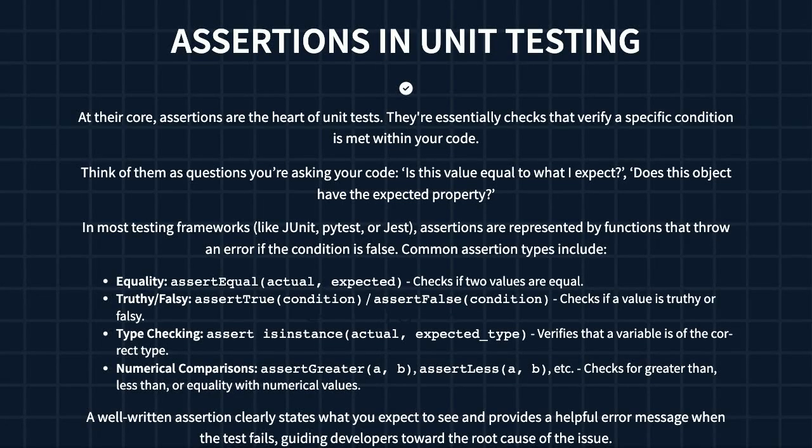Okay, let's talk about assertions. They are absolutely key to unit testing. They're basically the questions we ask our code to make sure it's doing what we expect. Think of them as checks like, is this number really 5, or does this function actually return a string? Most testing frameworks use functions that throw an error if something isn't right, like assert equal to check for equality, or assert true to confirm something is true. We also have type checking and numerical comparisons, all designed to give us clear feedback when our tests fail.